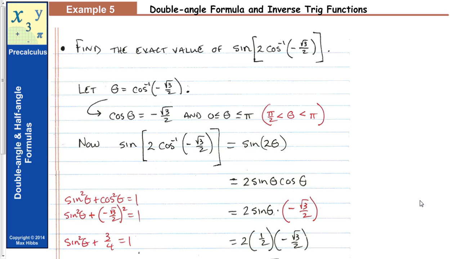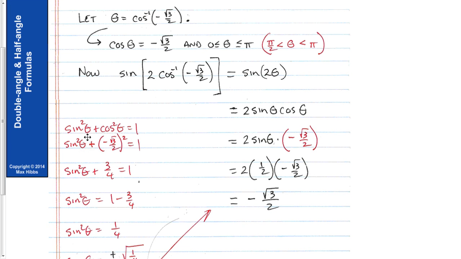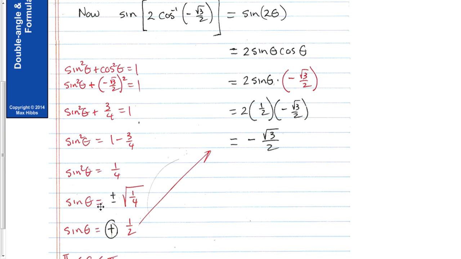Let's just pay attention to the left side. We go back to this identity: sine squared theta plus cosine squared theta is equal to 1, and we know cosine of theta is negative square root of 3 over 2. So when I do the squaring here, I get positive 3/4, so I have sine squared theta plus 3/4 is equal to 1. Subtract 3/4 on both sides, and I end up with sine squared theta is equal to 1/4. So that means the sine of theta is either plus or minus the square root of 1/4. And we've got to decide which it is.